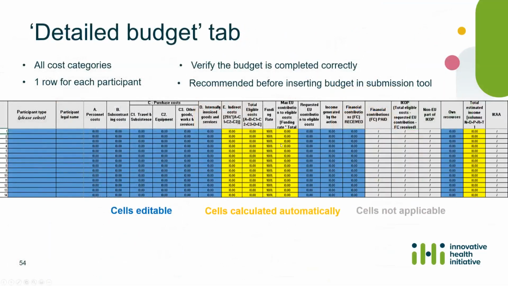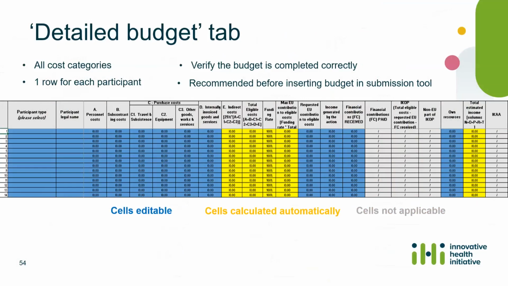Then you also have the option to directly fill in all the values in the detailed budget tab. This one is bigger because it contains all cost categories, and it also contains one line for each participant of your consortium. So it's basically your budget table. But it's very useful, we believe, to help you verify if your budget is completed correctly. Because again, some cells are not applicable, some cells are calculated automatically, and some cells become red when it's not correct.